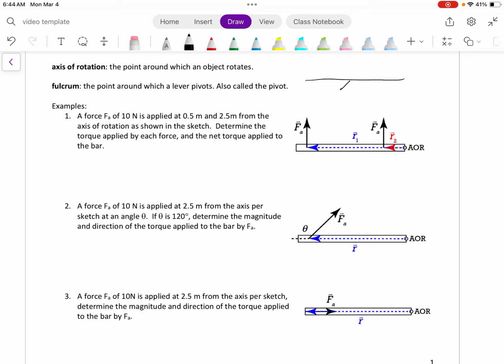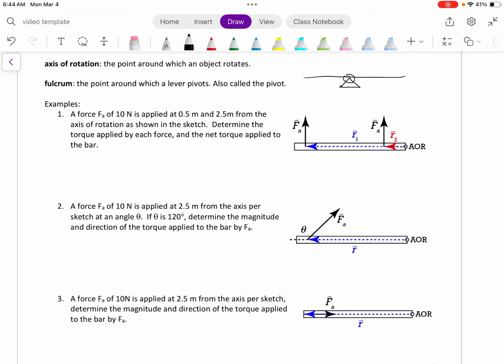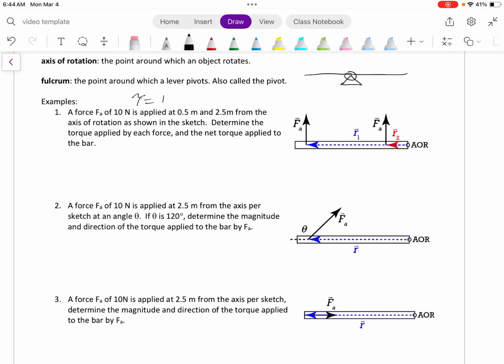We're going to see that. This is a vocab discussion. So here is a seesaw sitting on top of a fulcrum. That is a pivot point. That's where the axis of rotation will be. Now let's do some examples so that we can utilize this equation. Torque equals F R sine theta.